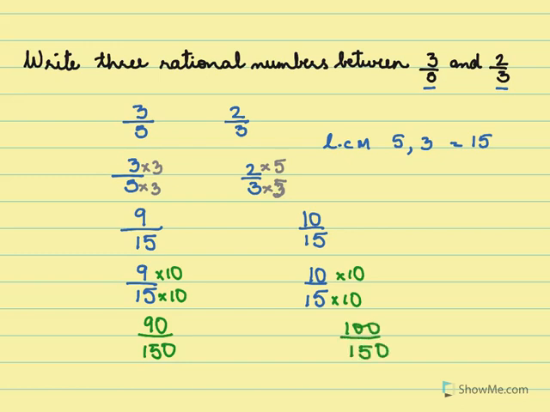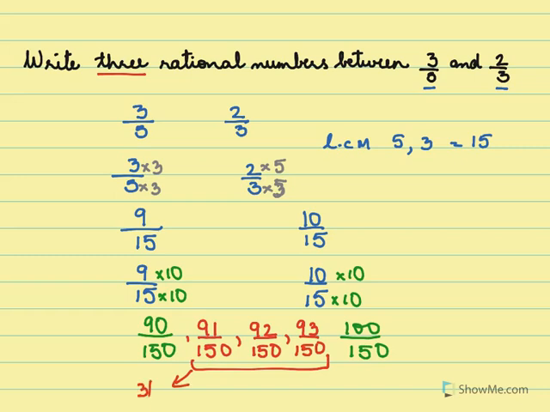Now I can put the numbers that I need, and the numbers I want are 3 numbers. So I will put 91 by 150, 92 by 150, 93 by 150. All these numbers lie between 3 by 5 and 2 by 3.